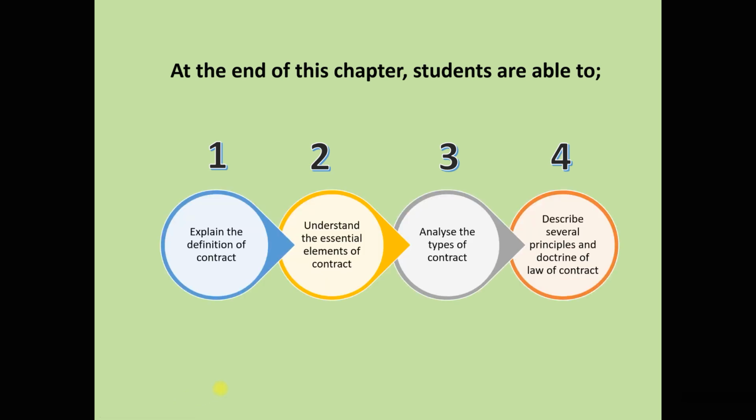So what you will get in this lesson is, one, you can explain the definition of contract; understand the essential elements of contract; analyze types of contract; and also describe several principles and doctrines of the law of contract. So these are the 4 learning outcomes under the subject of the law of contract: definition of a contract, the essential elements of contract, types of contract, and the last is several principles and doctrines of law of contract.